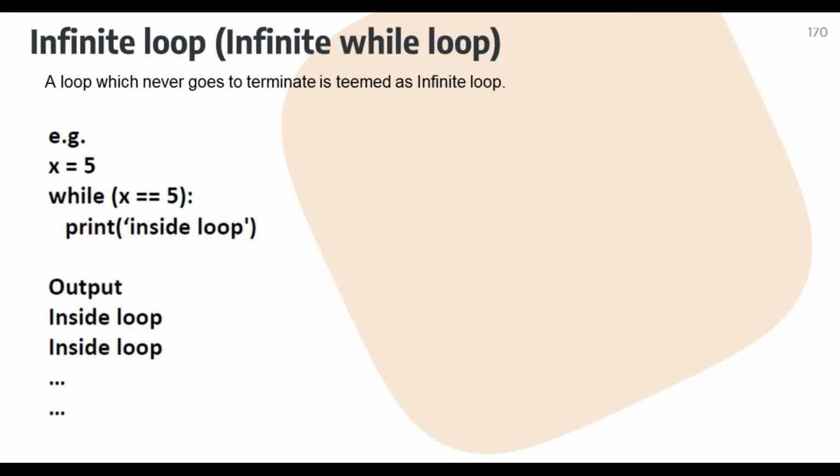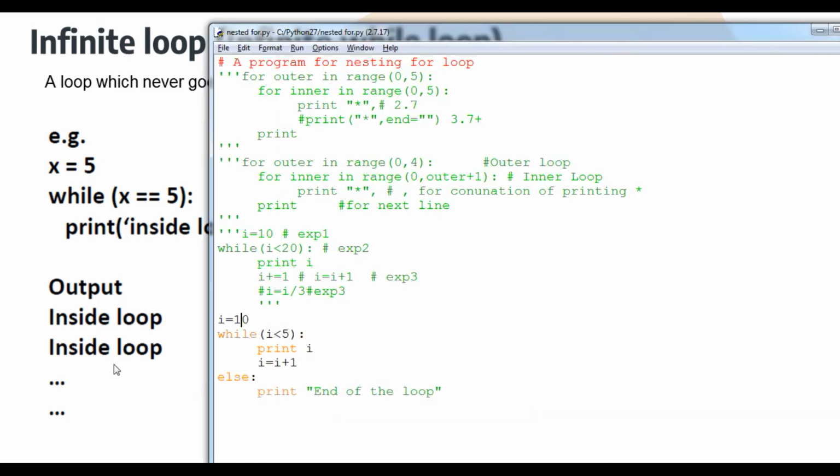Okay student, now we can consider the infinite loop. As you see in the example, what is an infinite loop? A loop which is never going to close or terminate is termed an infinite loop, student. So here you can see x equals 5 and while x double equals 5, and inside the loop expression 3 is missing. It means the updation of the particular loop is missing. So x will never increase or decrease, it will be constant, and this loop will run for infinite time.